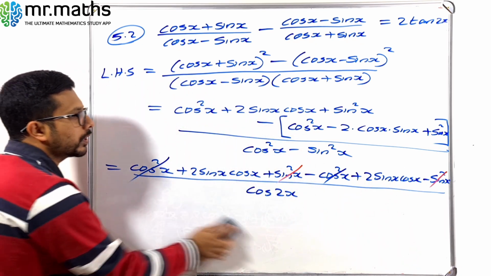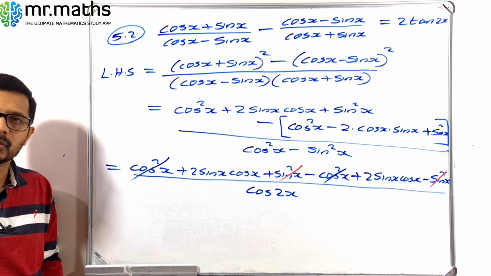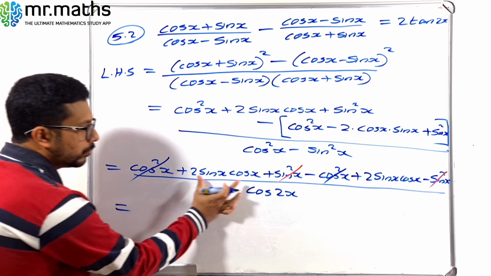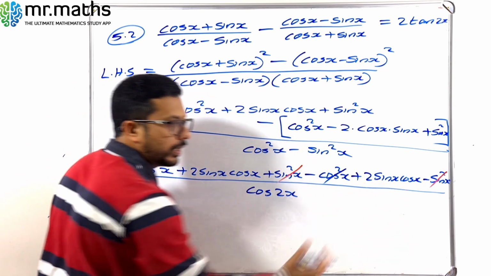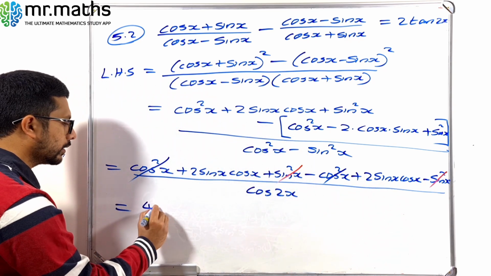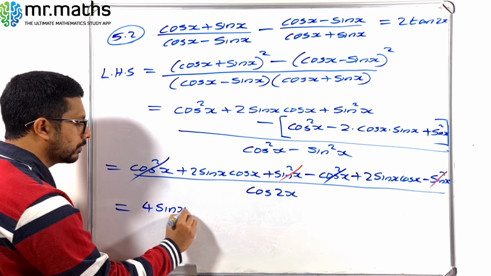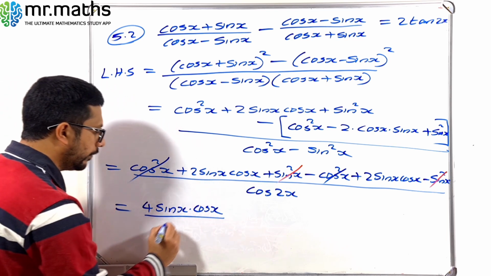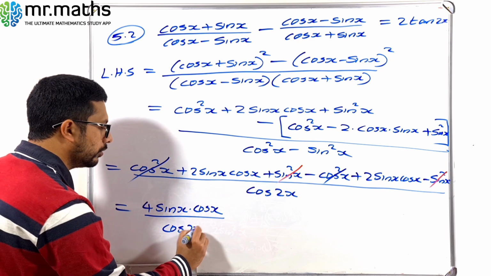Okay, so 2 sin x cos x plus 2 sin x cos x is 4 sin x cos x. So it is 2 sin x cos x plus 2 sin x cos x. How many sin x cos x? 4 sin x cos x, the whole divided by cos 2x.